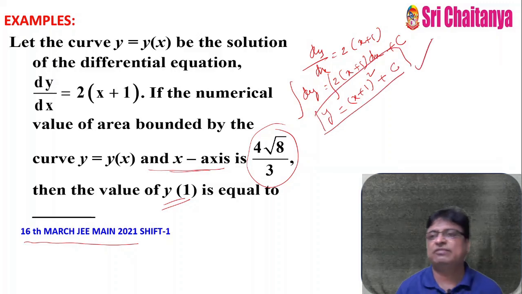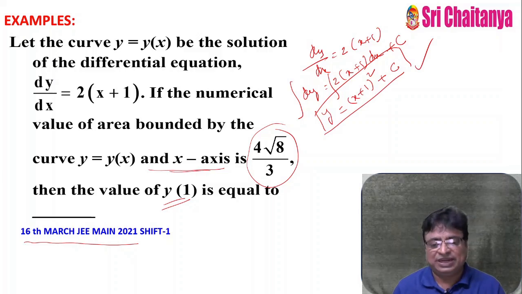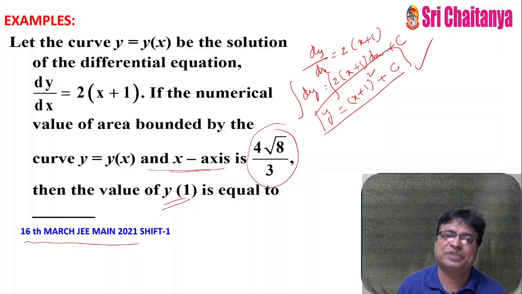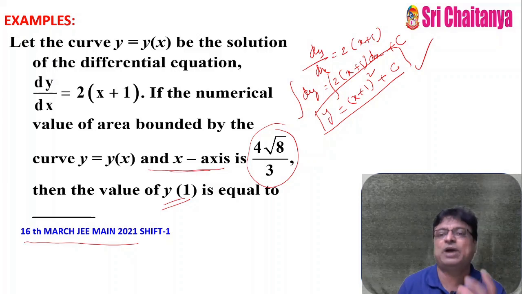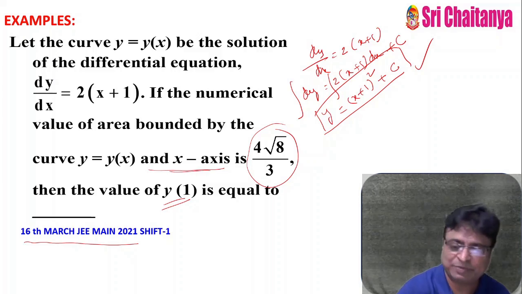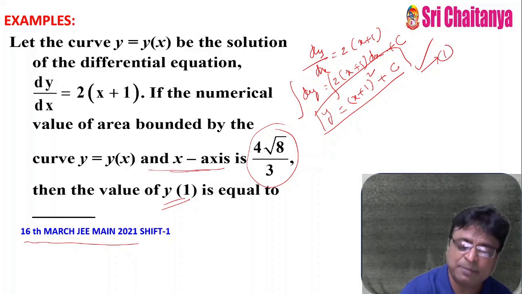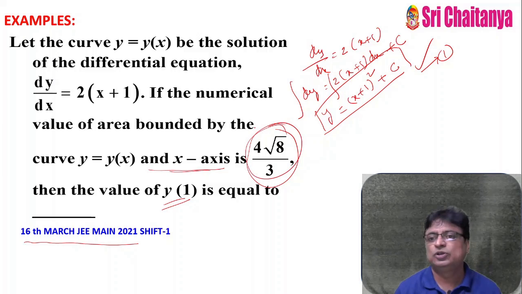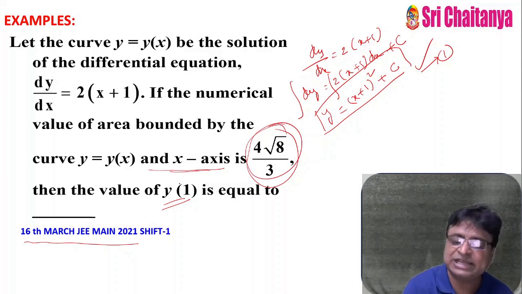So from this curve, my c creates a nuisance in my mind. How to eliminate that c, that is the only point here. So this is my curve. So what is given? The area bounded by this curve with the x-axis is given for you.